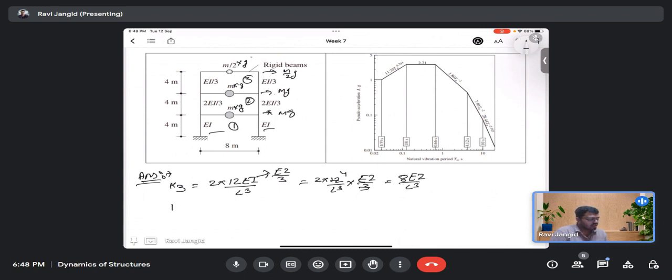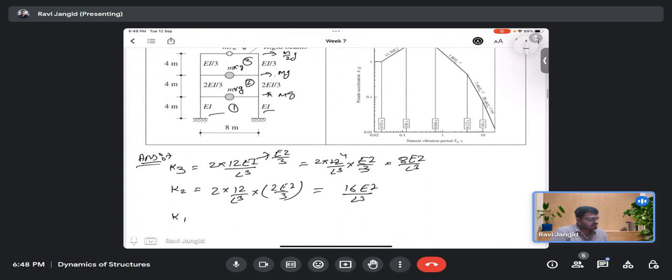Now come to k2 for the second story. In this it will become 2 into 12 EI. In place of EI, we have the given EI as 2 EI by 3. If we solve this, I am getting 16 EI by L cube. Come to k1. In k1 it will be 12 EI by L cube, so that comes out to be 24 EI by L cube.